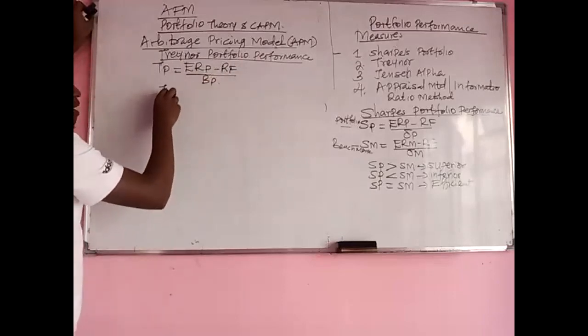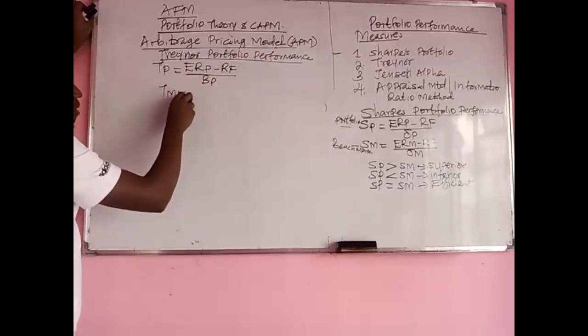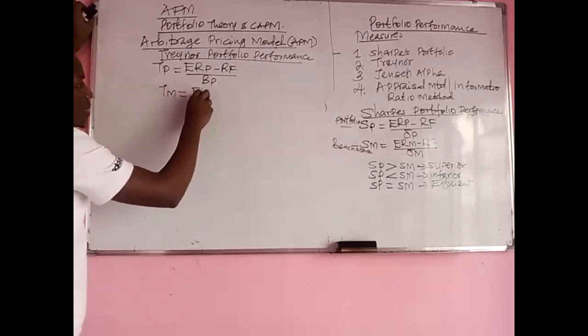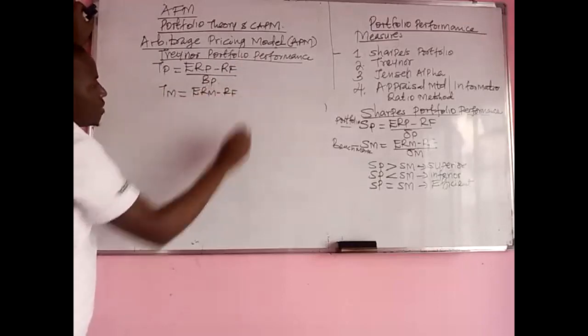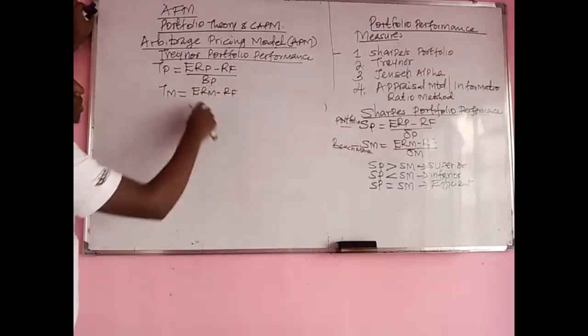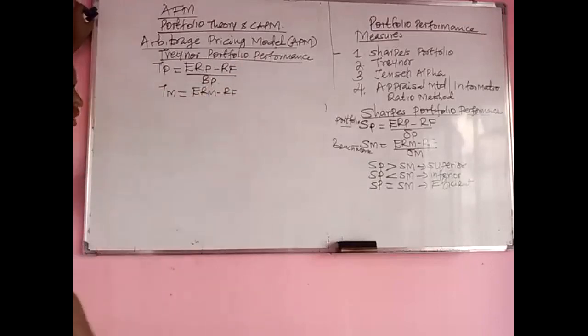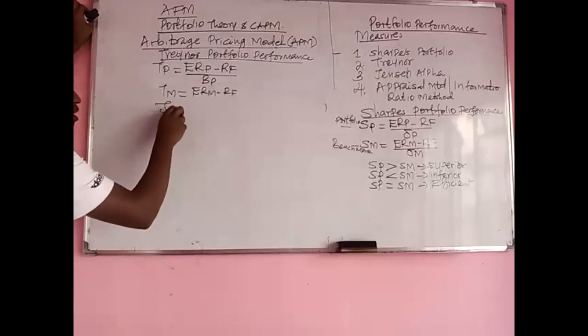The Treynor for the market, which is now our benchmark, will be given by the expected return of the market minus the risk-free rate. Remember, you have to divide by the beta of the market, which is always one. You don't have to divide by the beta of the market. Beta of the market is equal to one.